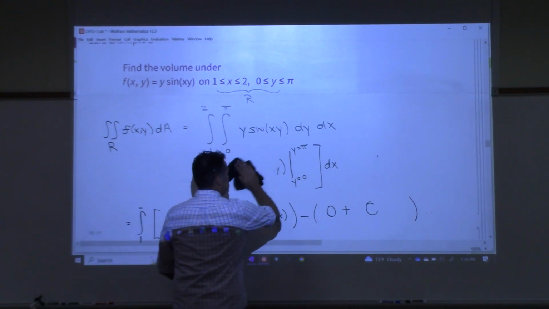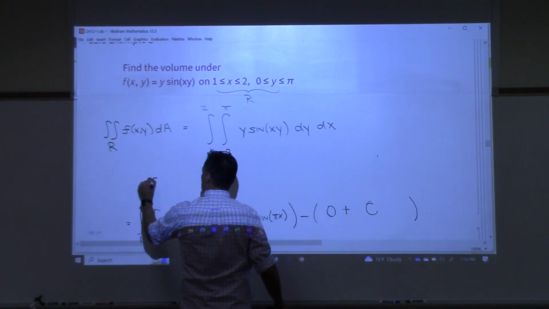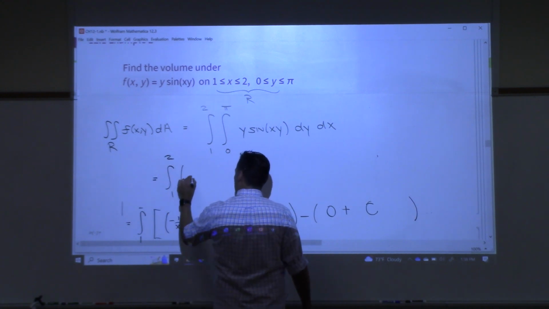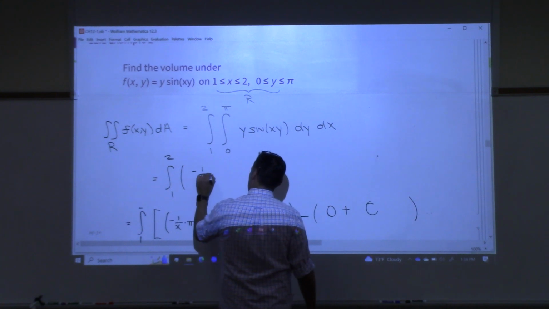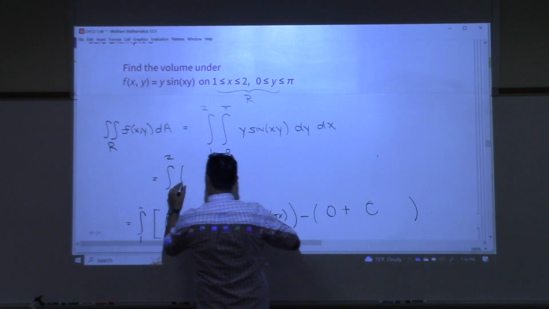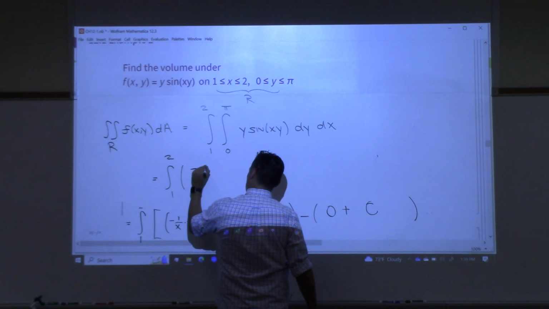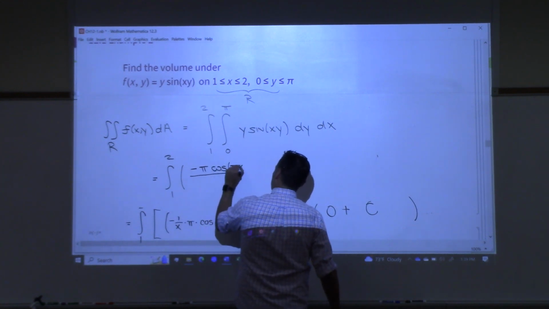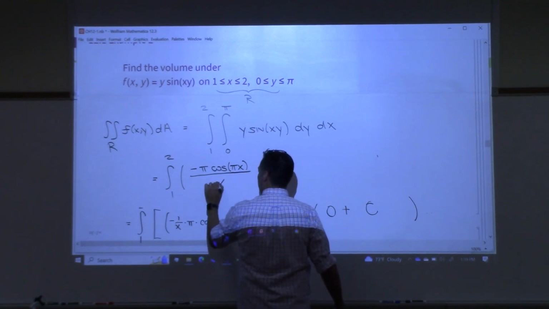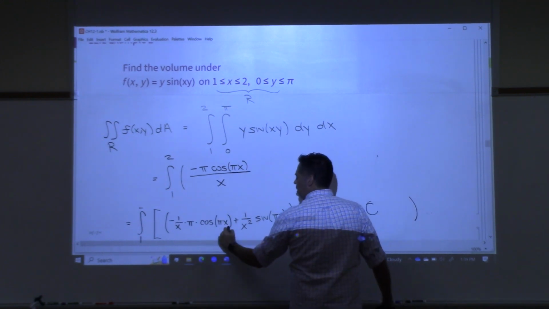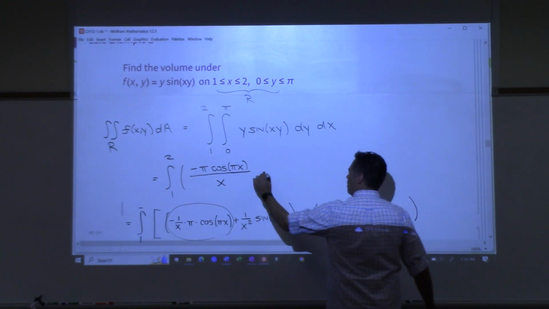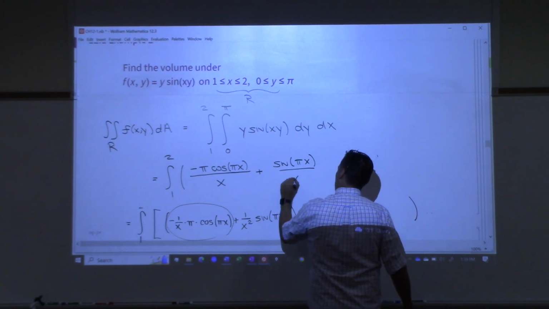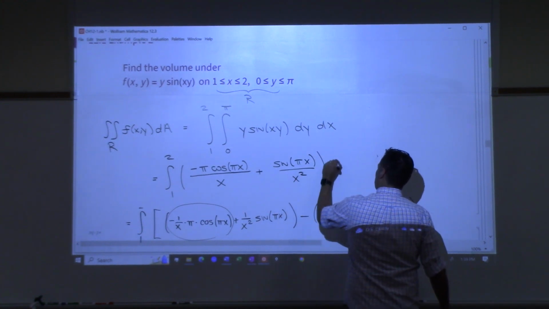It's not pretty. I am at the integral 1 to 2 of, I'll put in parentheses, -1 over x. Let me write it this way. Negative pi x, or pi over pi cosine pi x. I so don't want to do this that my hand won't let me write it down. Okay, that's the first term, right? That's this. Plus sine of pi x over x squared dx.